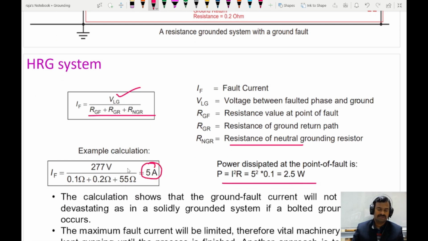So that's why we call this high resistance grounding. So the current would be limited. During this fault condition, the power dissipated is this much, 2.5 watts. It is very much limited.